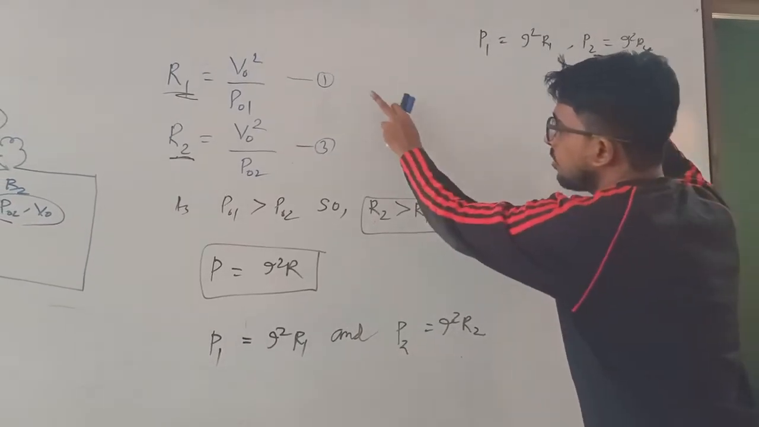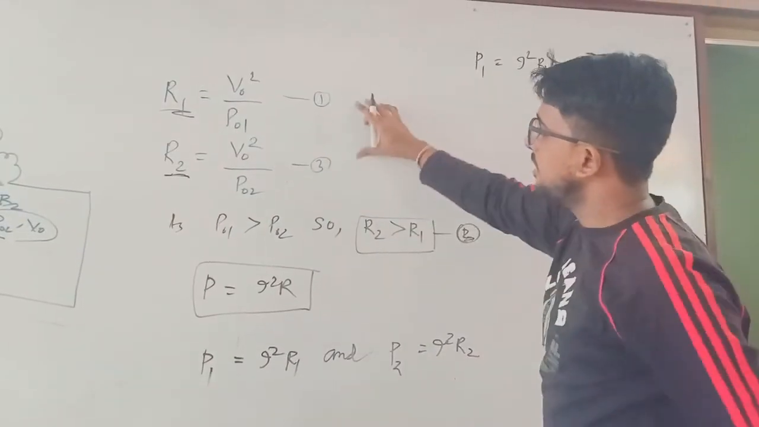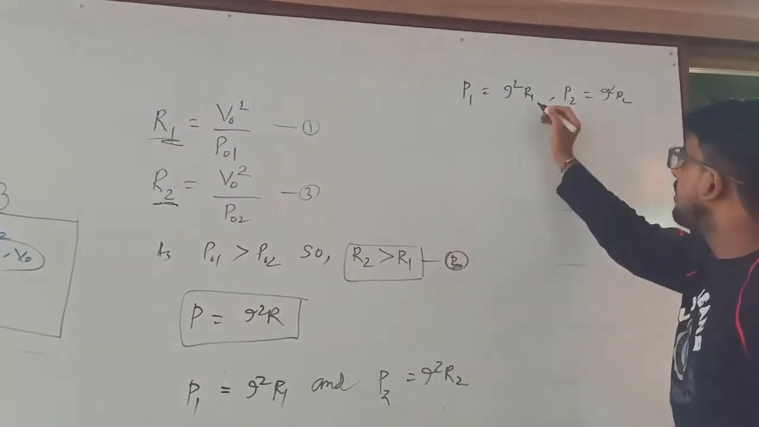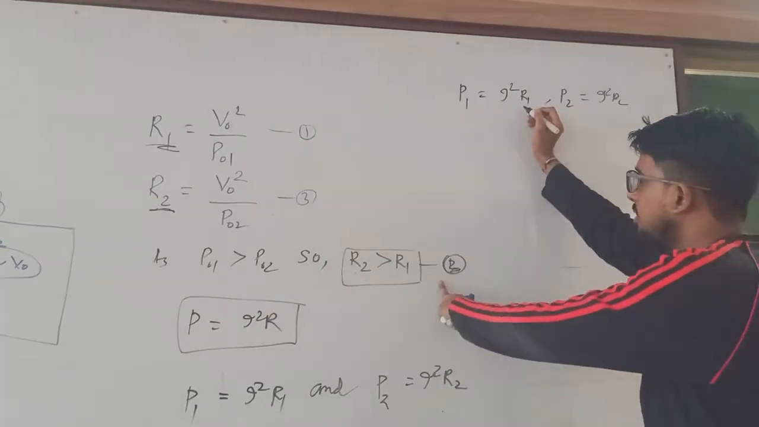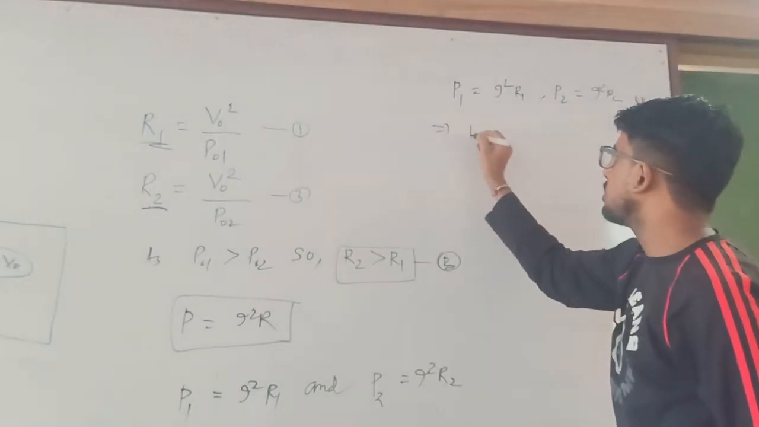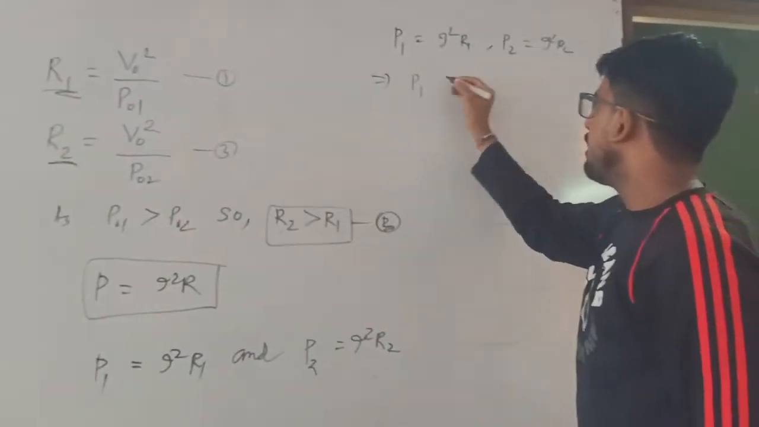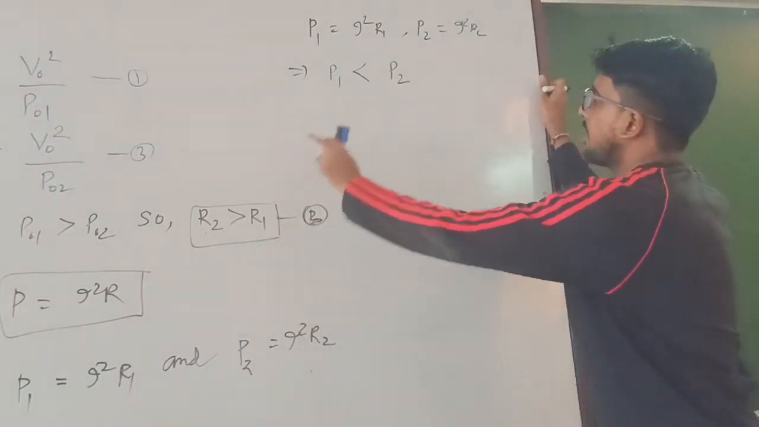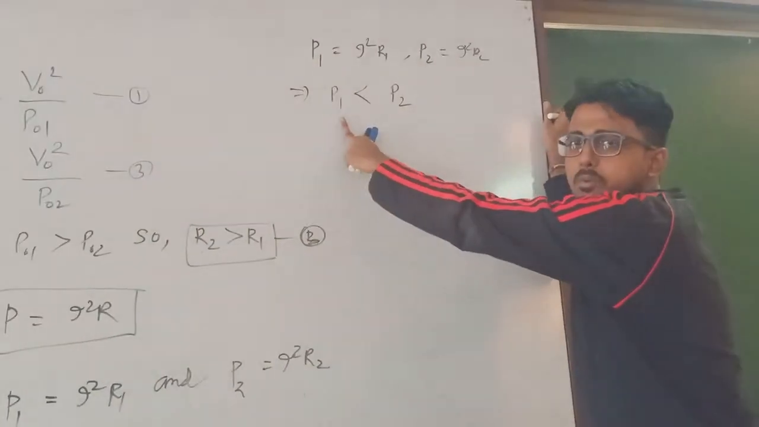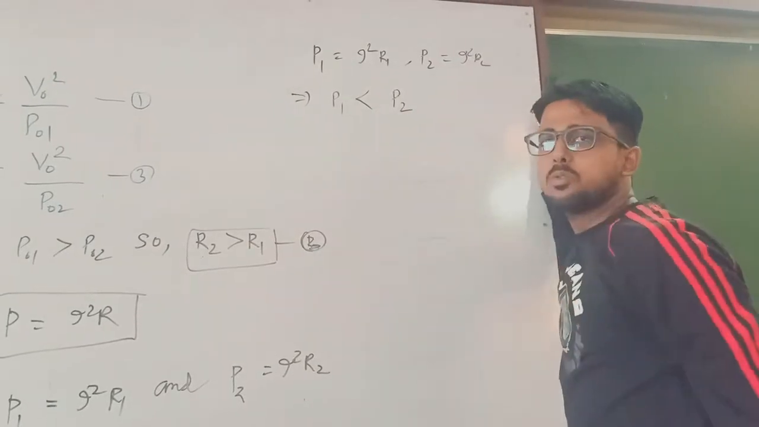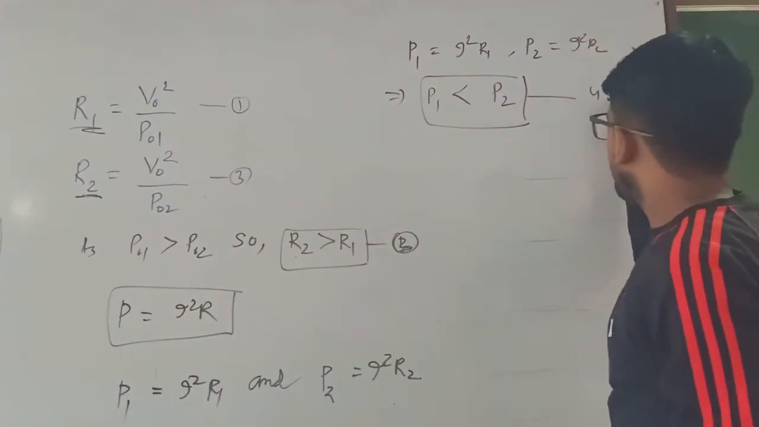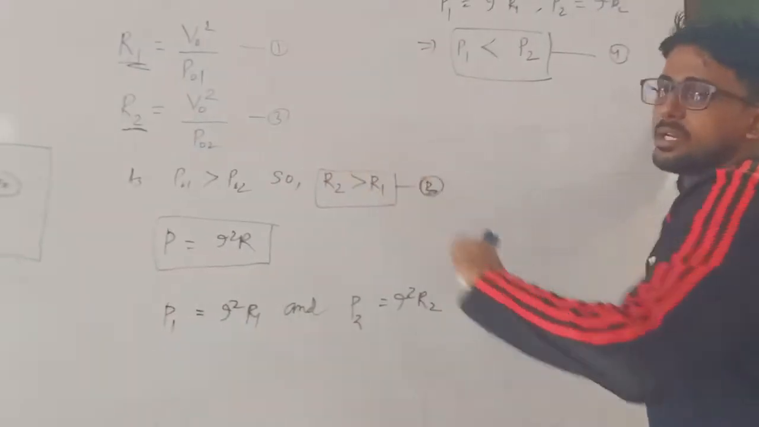And from equation 1 and 2, as we know that R2 is greater than R1 in equation 3. So if R2 is greater than R1, from this the power consumption P1 will be less than power consumption P2, as R2 is greater than R1. So P2 will be greater than P1 because the current flowing through both the balls will be the same. So this is the power consumption by the balls when they are connected in series.